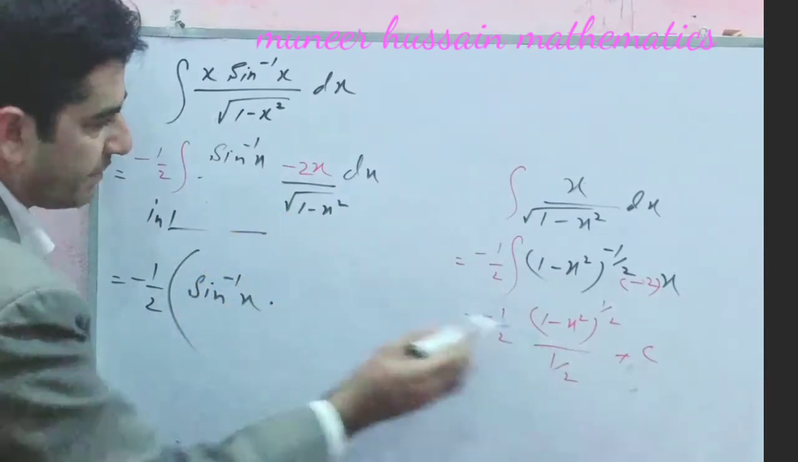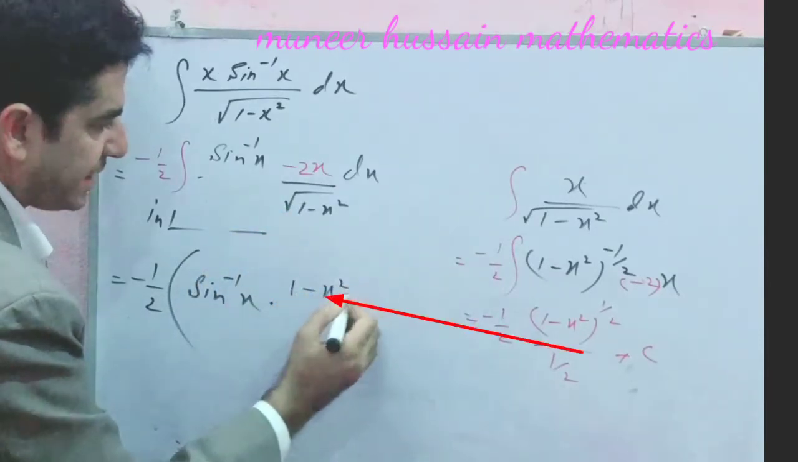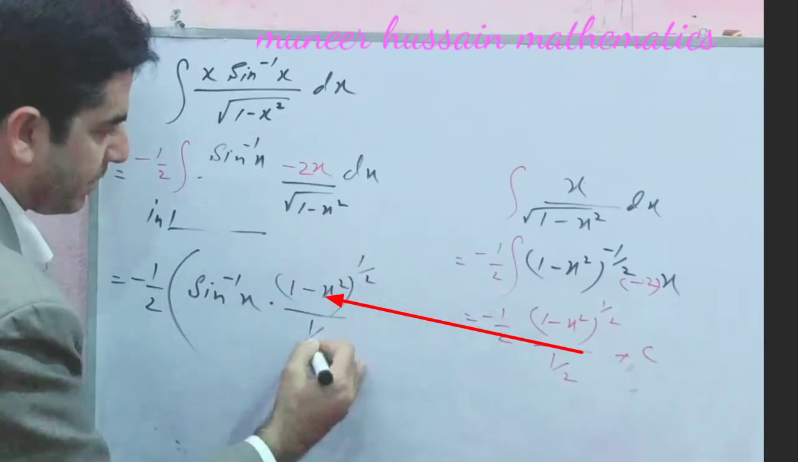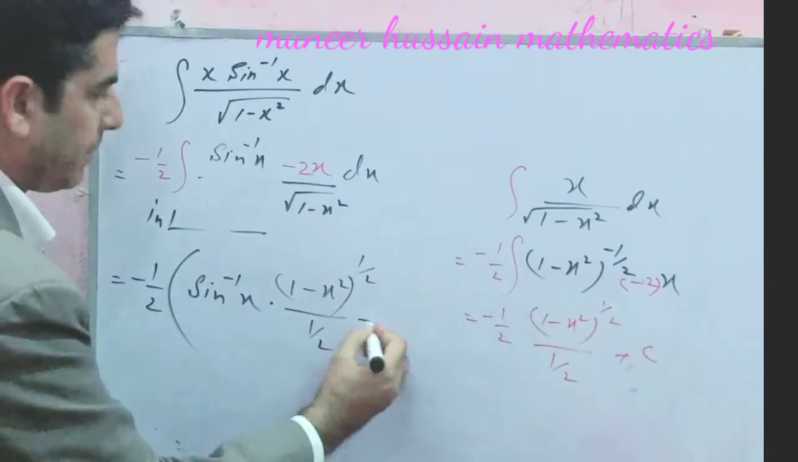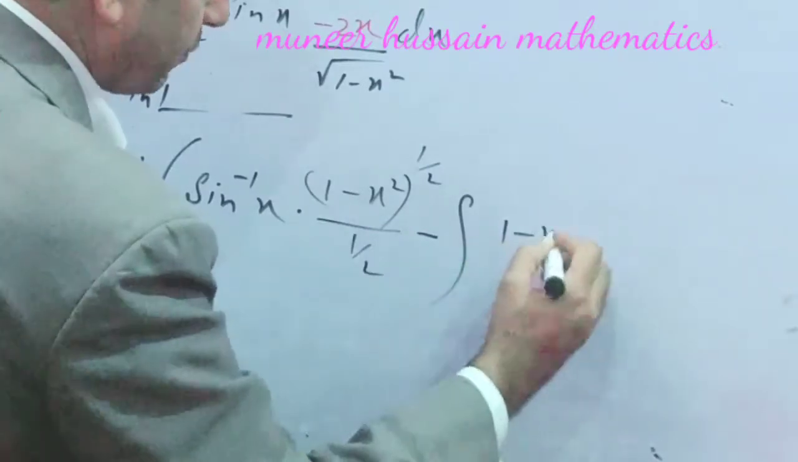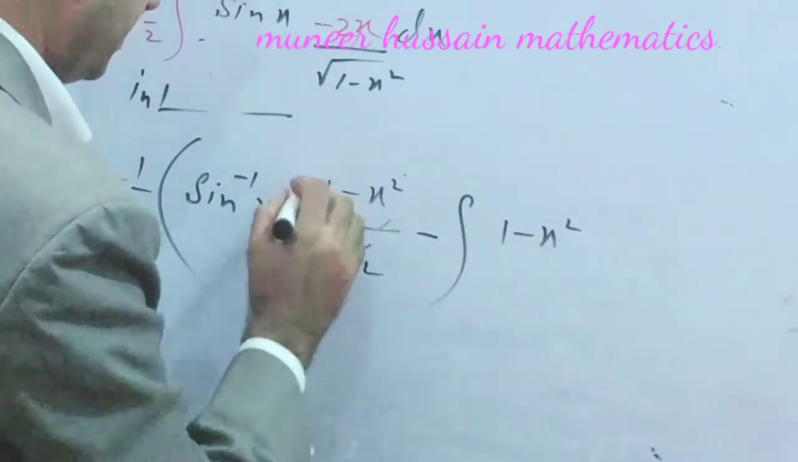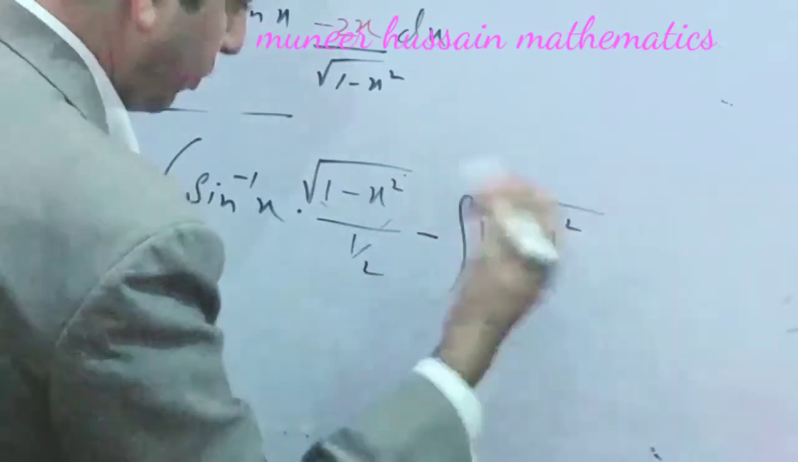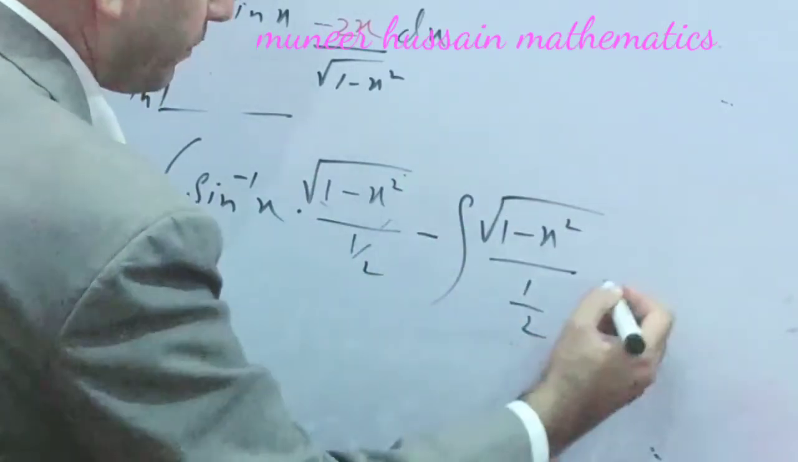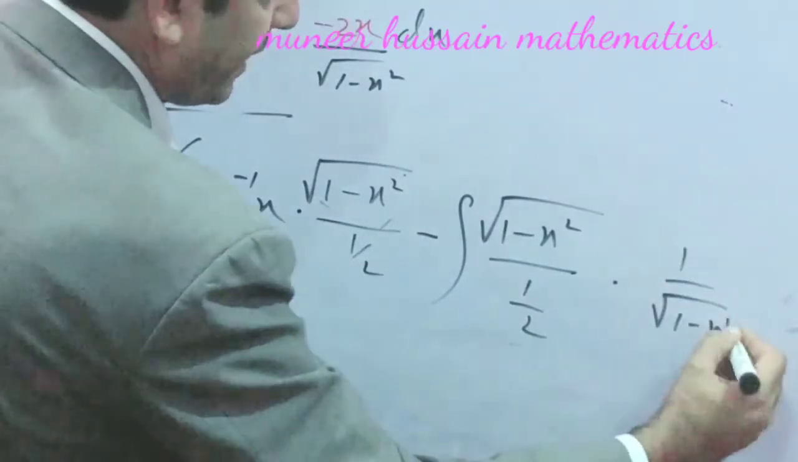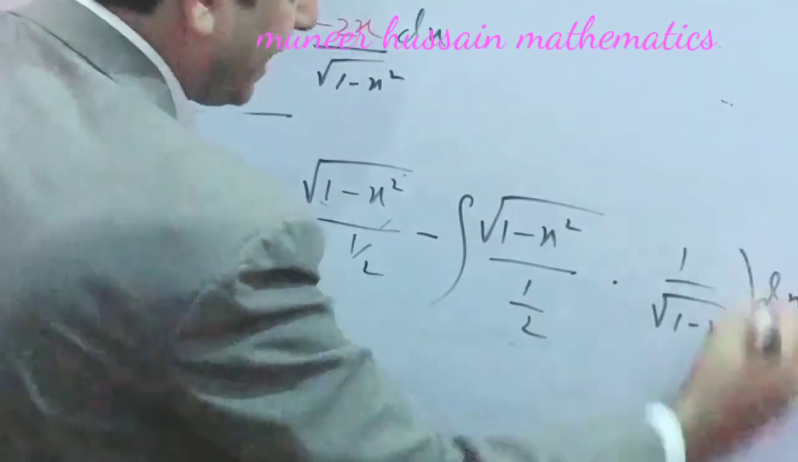What will be the integration? It is (1 minus x square) power 1 by 2 over 1 by 2, and minus sine inverse integration repeats. 1 minus x square, we can take it as square root, which will make this question more easy, 1 by 2, and differential of sine inverse x, 1 over 1 minus x square dx.